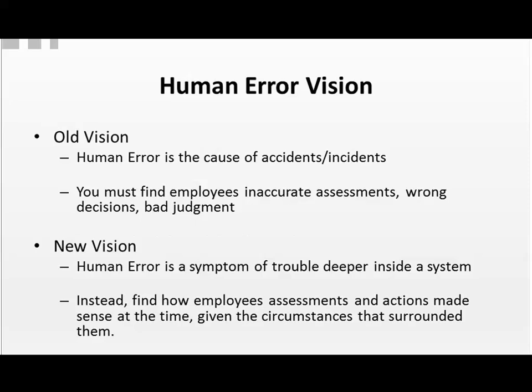Our old vision is that human error is the cause of accidents or incidents, and that you must find employees' inaccurate assessment, wrong decisions, bad judgment. So at this point, it's you. We're hanging you. But the new vision, which is all based in studies and all the things that we have learned in the modern world, says that human error is a symptom of trouble deeper inside a system. Instead of trying to find out what you did wrong, your inaccurate assessment, because in hindsight everybody is a genius, try to find out how employees' assessments and actions made sense at the time, given the circumstances that surrounded them.